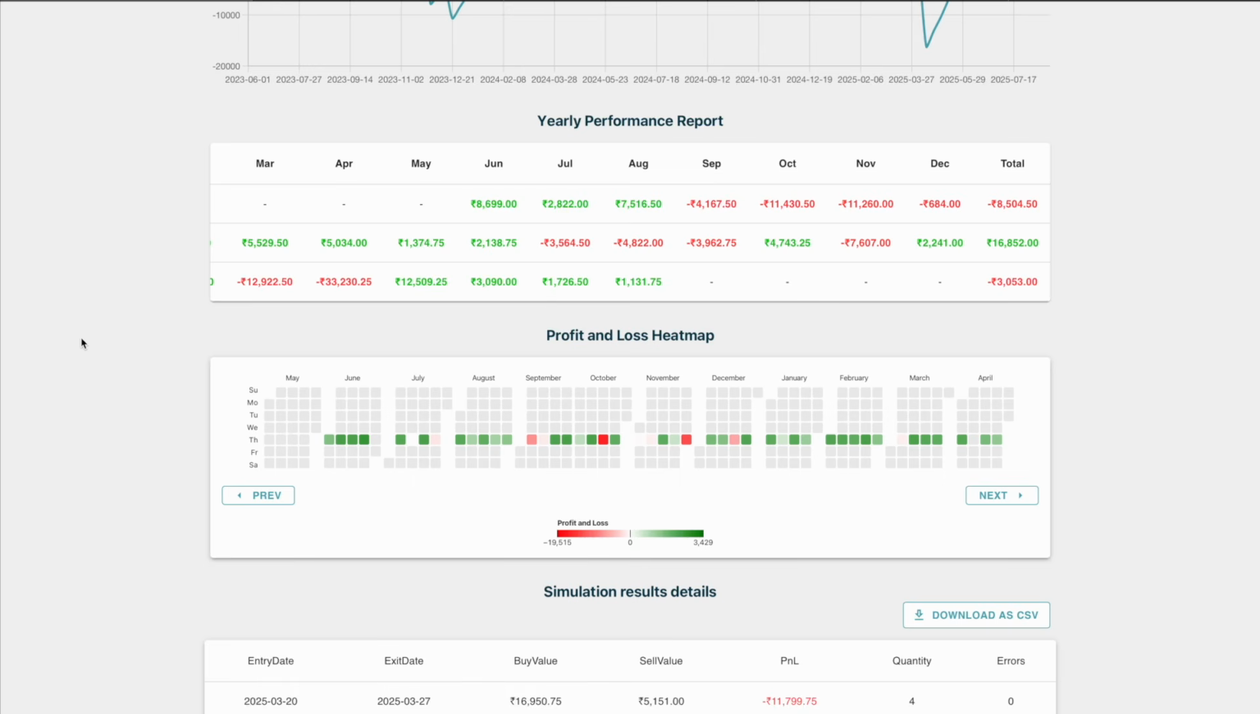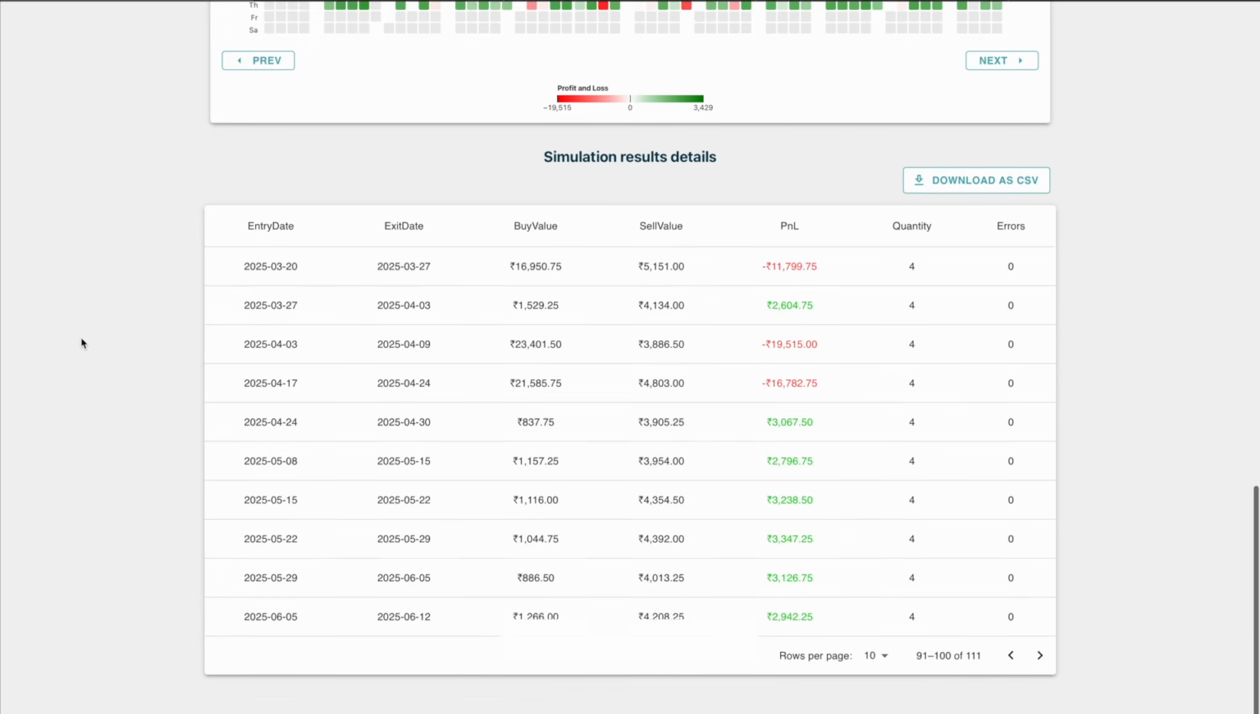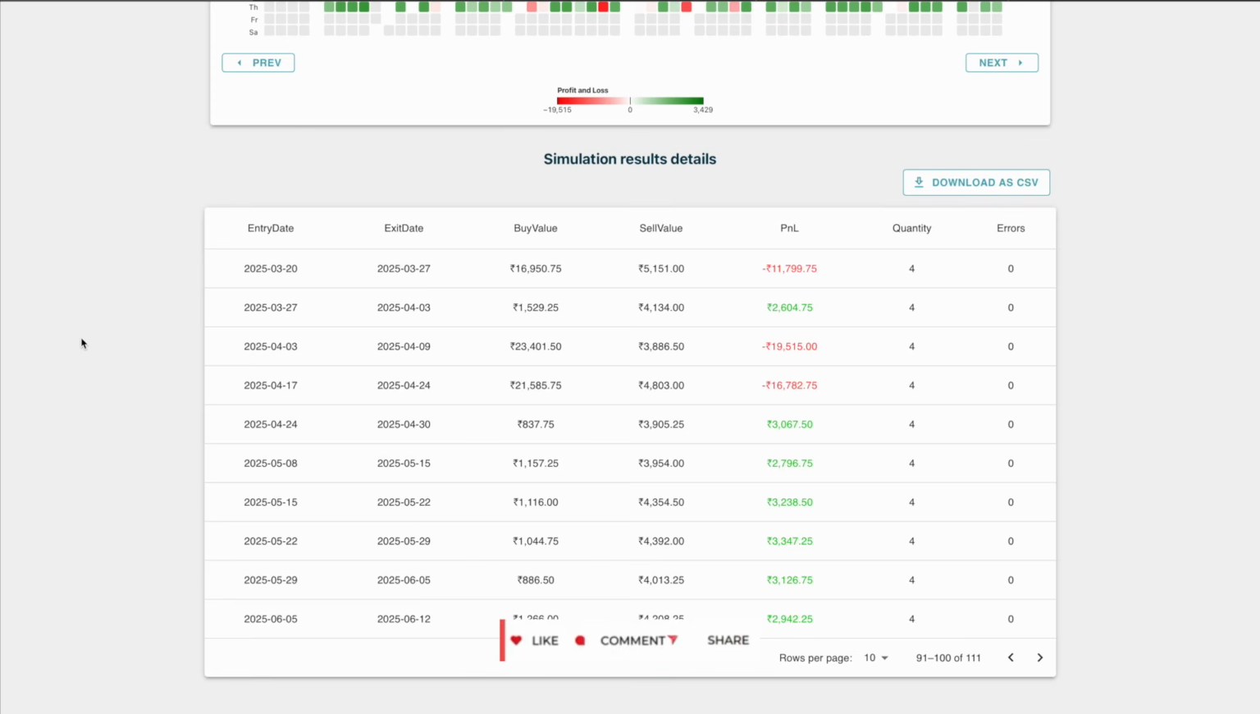Okay, so let's understand the actual risk here. If we just enter and exit blindly without any adjustments, the profits are small, but the losses can be really big. Take the April 3rd trade. We entered on 3rd April and exited on 9th April. That one single trade gave us a loss of more than 19,000. If that wasn't enough, the very next trade from 17th April to 24th April, we lost another 16,000.